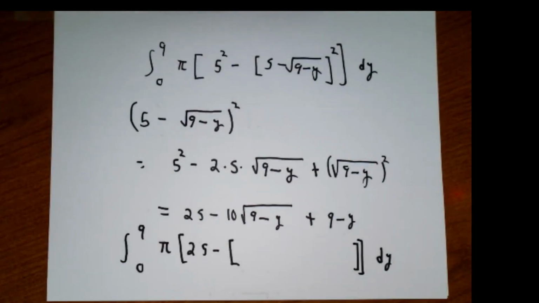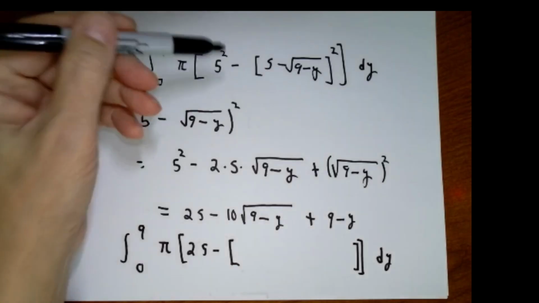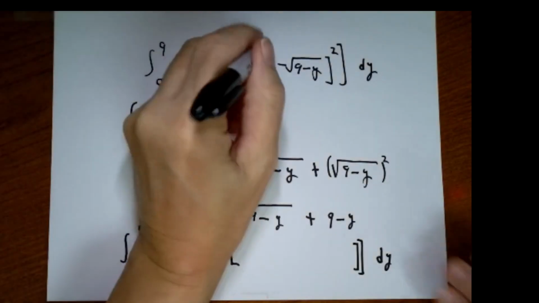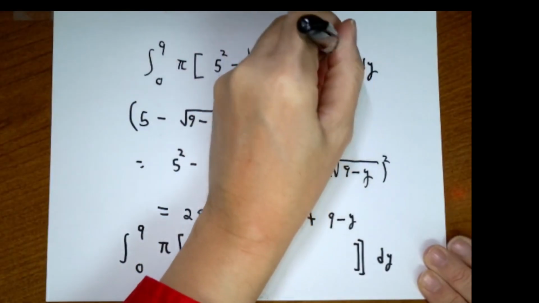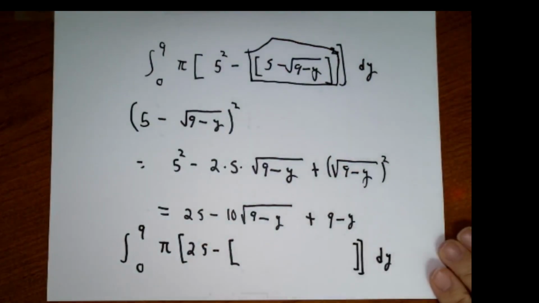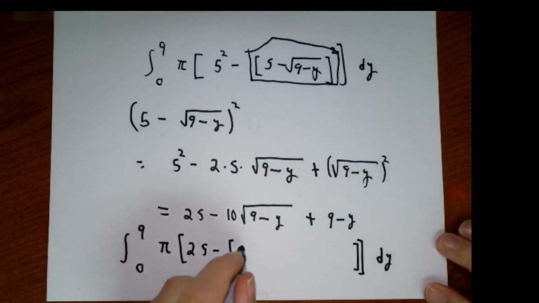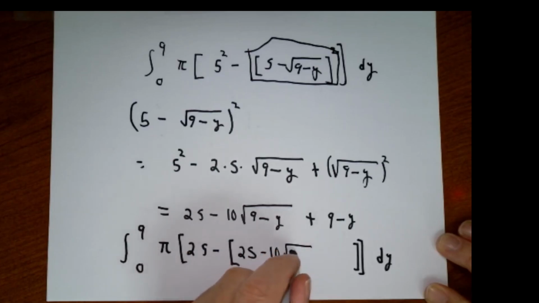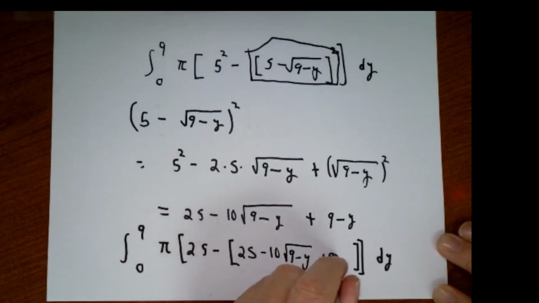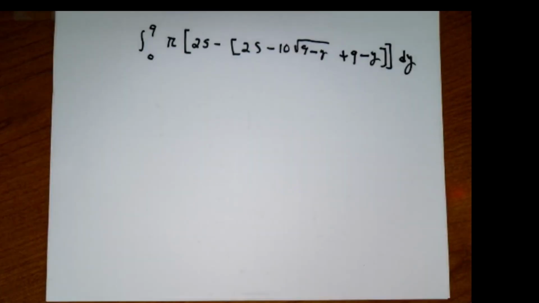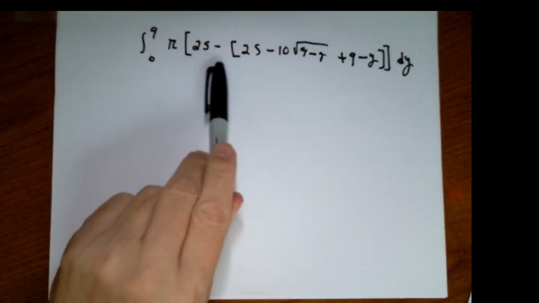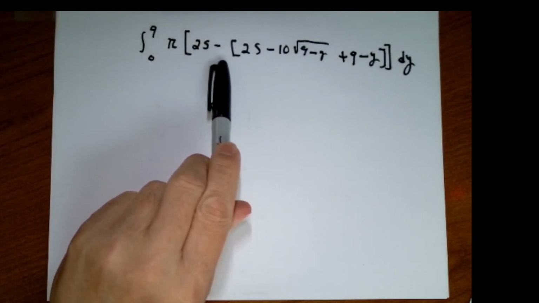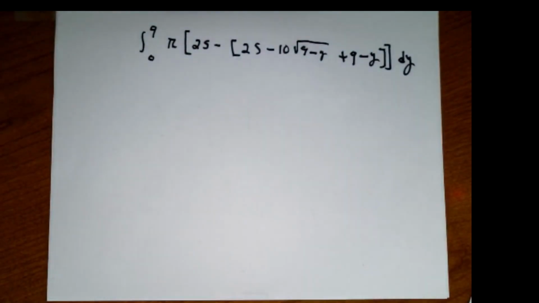I need to integrate pi multiplied by 25 minus that, the square of 5 minus radical 9 minus y. When we figured that square out, it was 25 minus 10 radical 9 minus y plus 9 minus y. Now I'm going to drop the innermost brackets, but because of this negative sign, I have to remember to reverse the sign on each one of these terms.